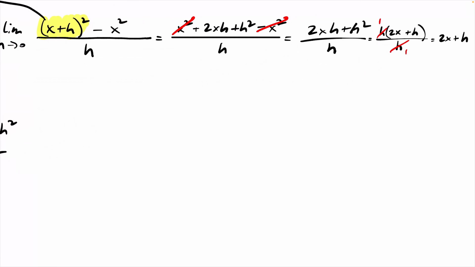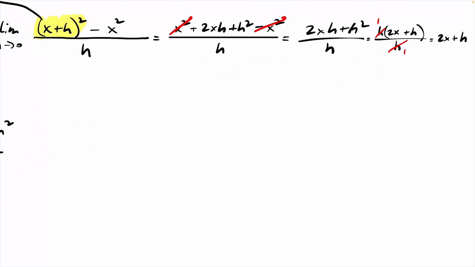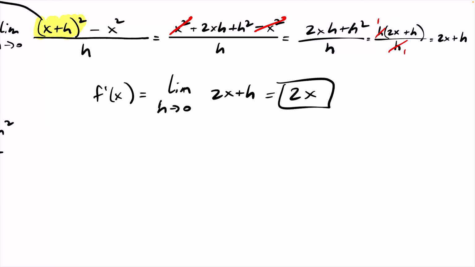Let's go back to the very beginning now. So now I have the limit as h approaches 0, f prime of x. It's simplified down to 2x plus h. It's no longer that big thing anymore. Now plug in 0 for h. What do we get? 2x. That is the derivative. The derivative of x squared is 2x.